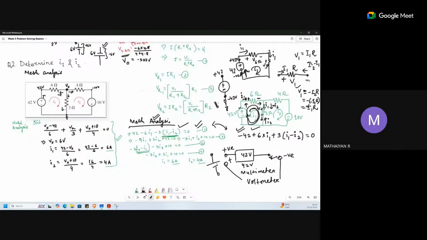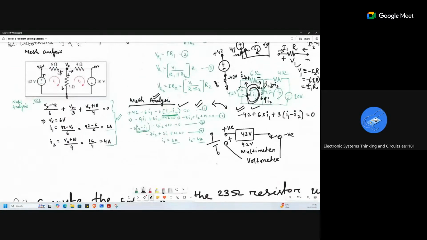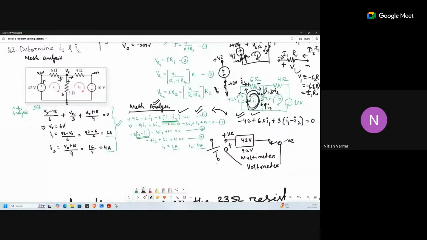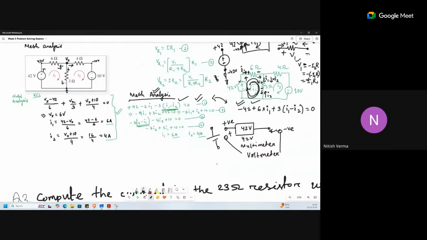Yes, ma'am. Ma'am, I have a few questions. Yeah, you can ask. First, is the polarity of any battery fixed? For this example, the 42-volt battery, is the upper side fixed? Yes, it is fixed. So the question is, does it depend on human creation or is it natural?